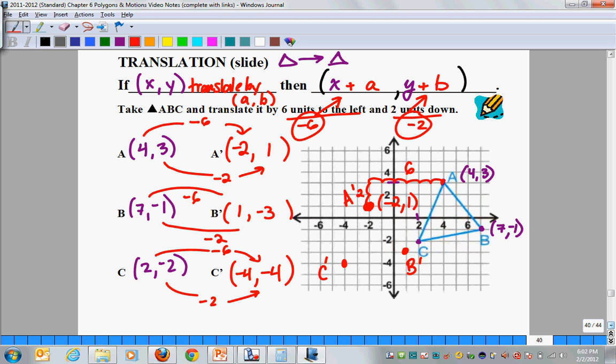Close it up. And you can see it's the exact same triangle, but it has been shifted 6 units to the left, 1, 2, 3, 4, 5, 6, and 2 units down, 1, 2. That's called translation. So all we do is you add your A component to X, your B component, which is your vertical component, to Y, you slide it over, and you got it. That's translation.